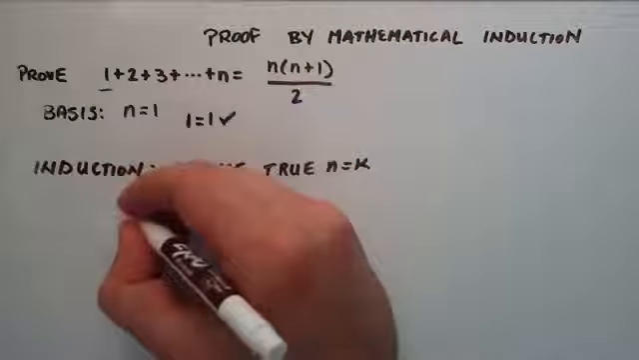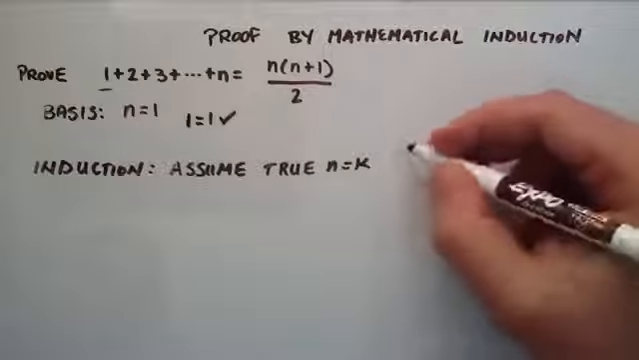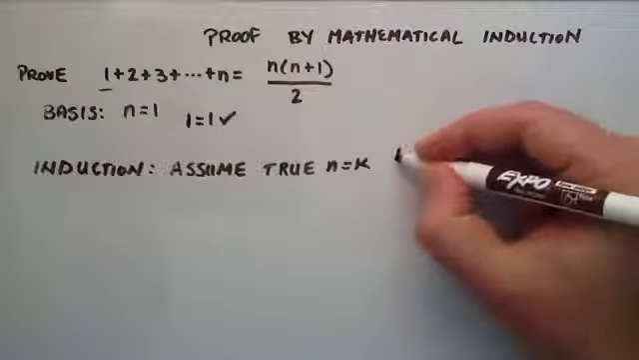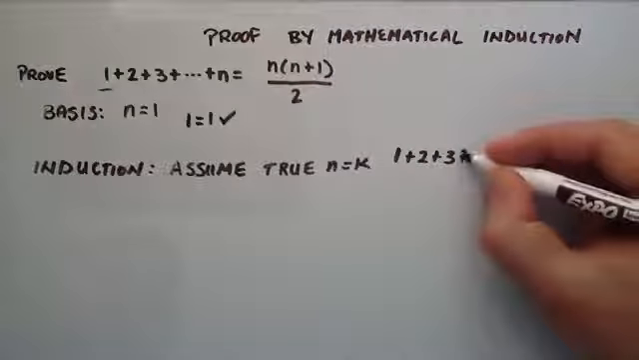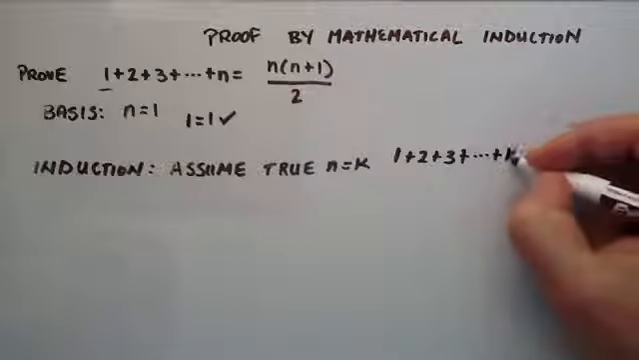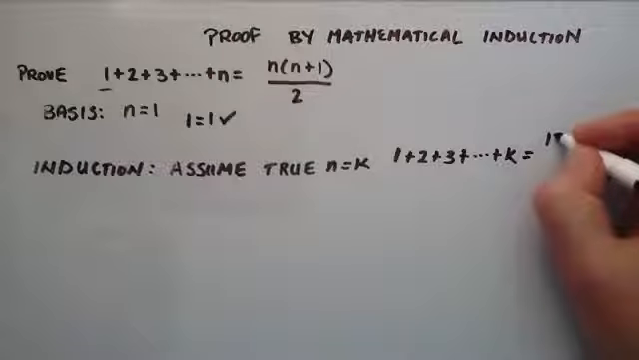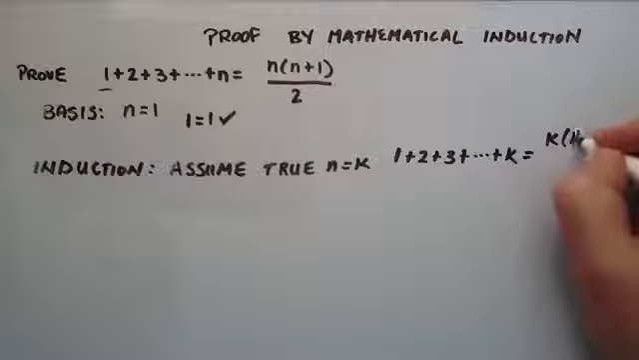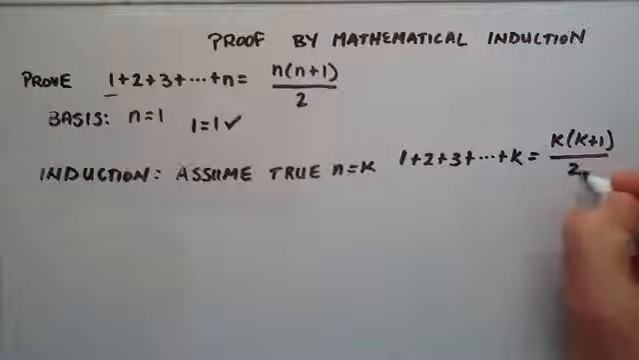Let's write it over here to give myself some more room. So for this step we have 1 plus 2 plus 3 plus all the way up to some value k. We're going to assume that that's equal to the right-hand side, so plugging in k where the n's are, k times k plus 1 divided by 2.